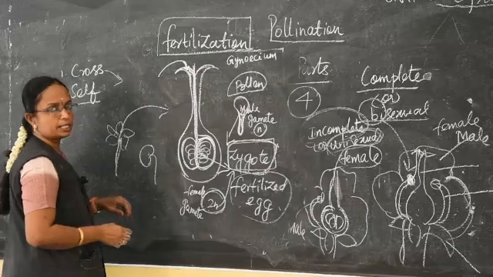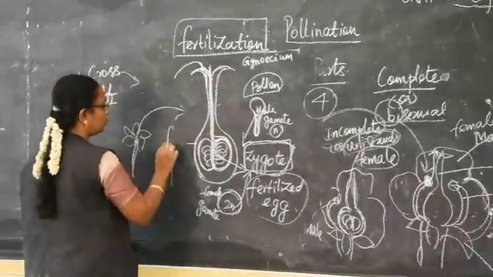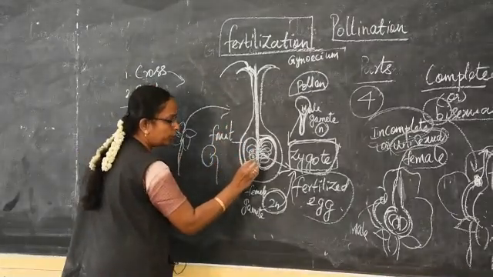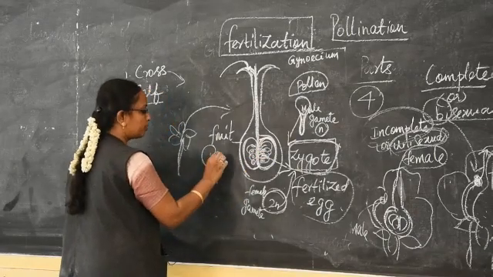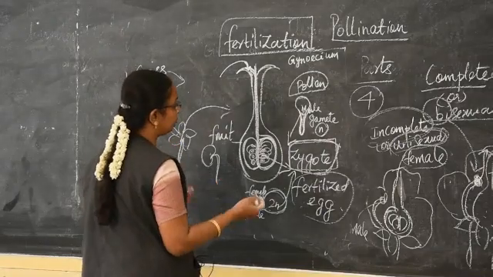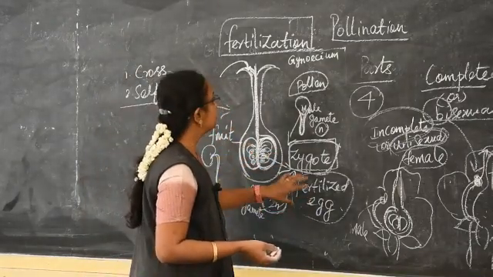After fertilization, the ovary develops into fruit, and the ovule which is found inside the ovary develops into seed. Okay. So thus a new plant is formed by this process. So this is known as fertilization.